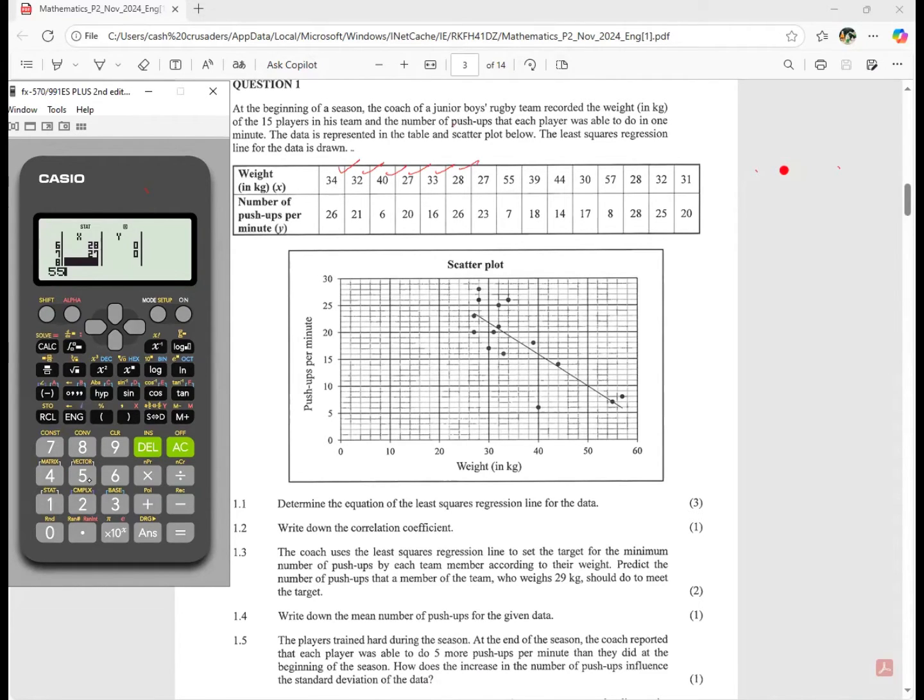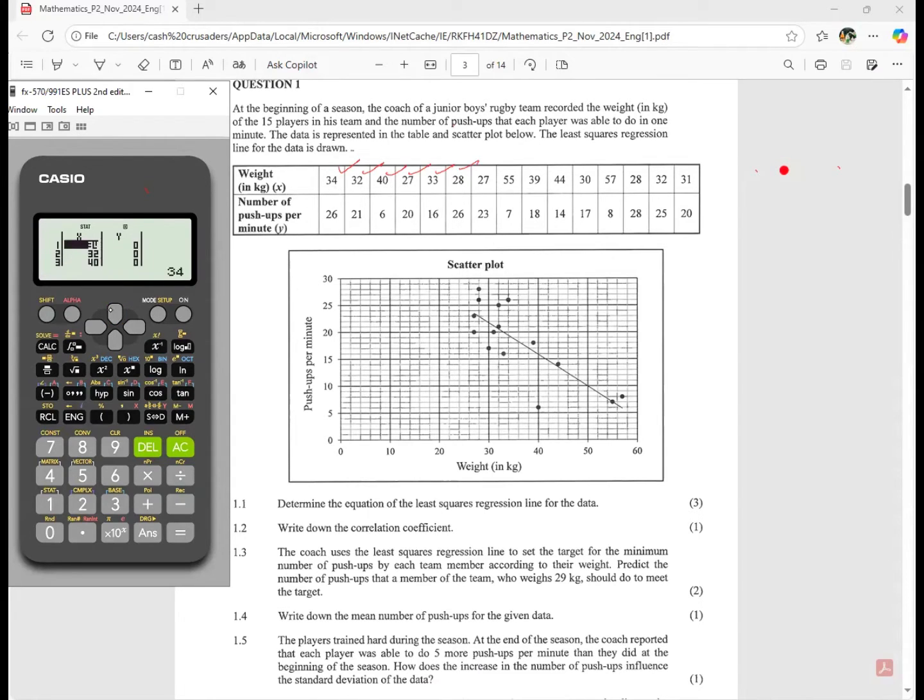I have 55, right? And then I have a 39. And then I have 44. Then I have a 30. And then followed by 57. Followed by 28. So this is a very boring task, but you need to do it, right? So you have your 32 here, and then you also have 31. Right, so all 15 are there.